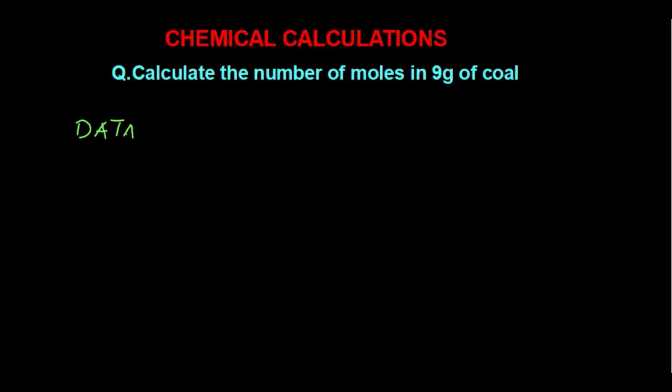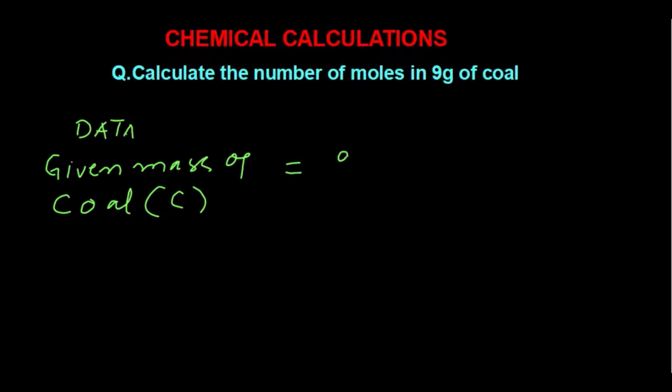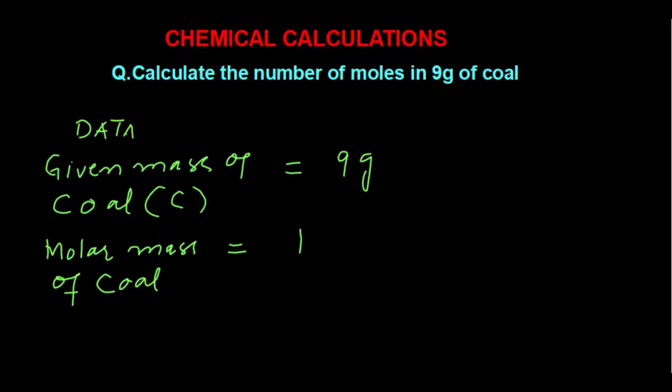Given mass of coal. What is coal? Coal is carbon in nature, that is carbon. What mass of coal is given? 9 grams. We know very well what is the molar mass of carbon. Molar mass of coal, that is carbon, is 12 gram. We are asked to calculate number of moles.